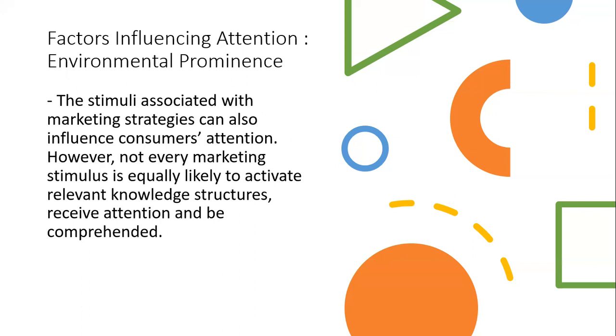Next, yung mga environmental prominence naman. The stimuli associated with marketing strategies can influence attention. However, not every marketing stimulus is equally likely to activate relevant knowledge structures, receive attention, and be comprehended. Kasi, yung most prominent marketing stimuli are most likely to attract attention. Now, yung mga marketers usually try to make their stimuli prominent features in the environment. Yung mga example, some wine companies have created bright blue bottles, or kaya yung mga distinctive names, or unusual colorful labels to attract consumers' attention in the store.